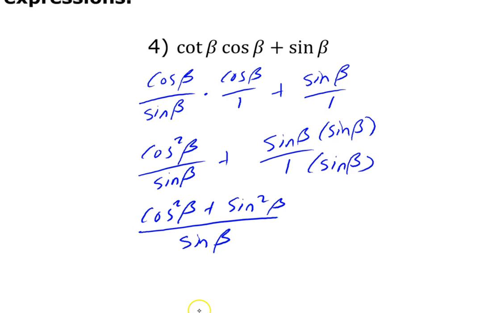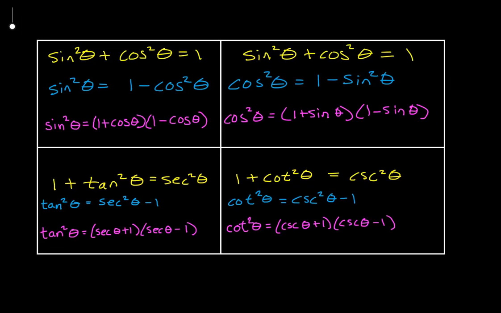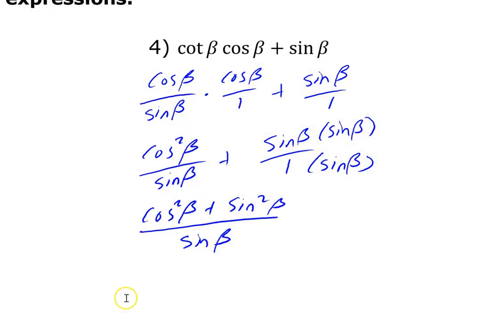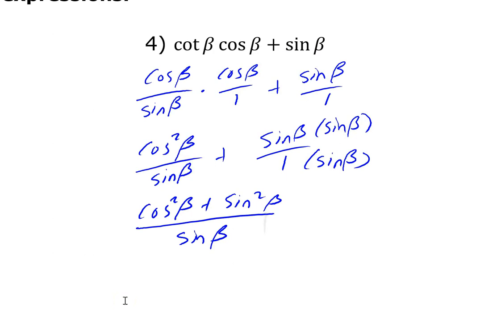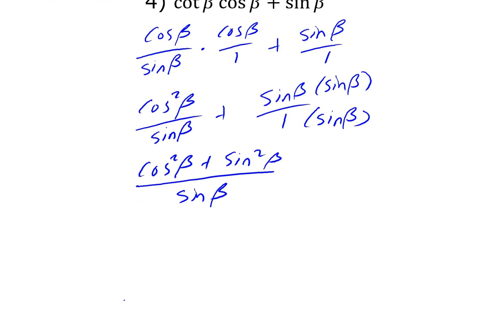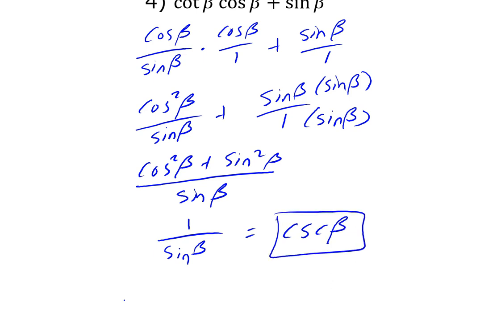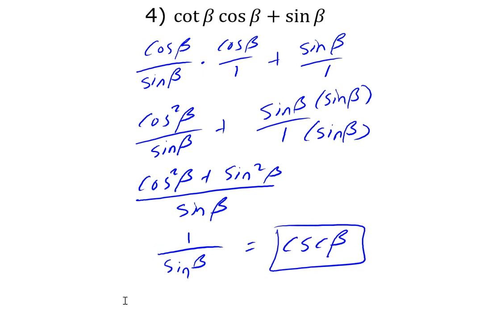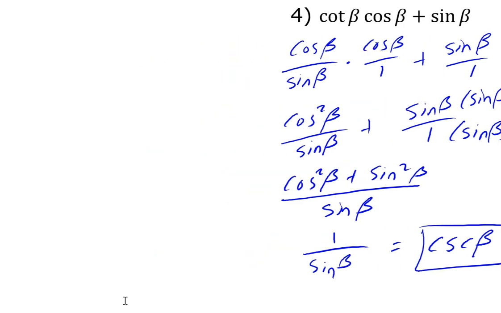Now it's time for one of those identities. The main Pythagorean identity is that sine squared theta plus cosine squared theta equals 1. So that's just absolutely jumping out at us. So that tells us that we are looking at 1 over sine beta, which of course is cosecant beta. So don't leave it as a fraction if you can write it as a non-fraction. So that should be your answer to number 4.